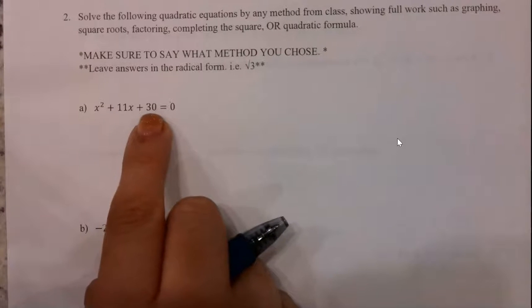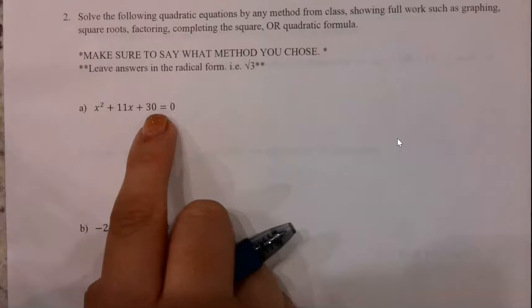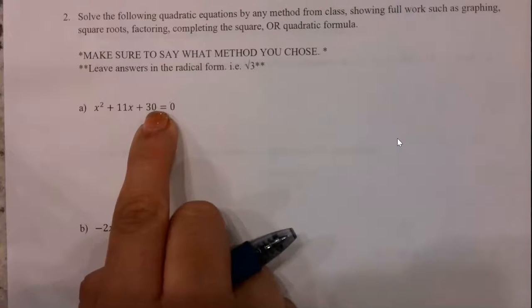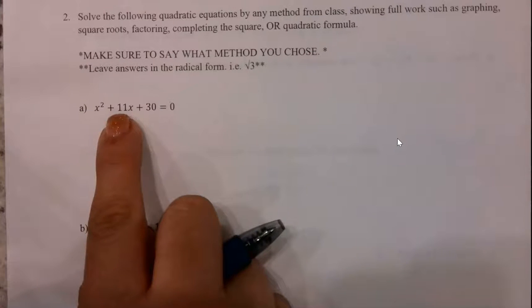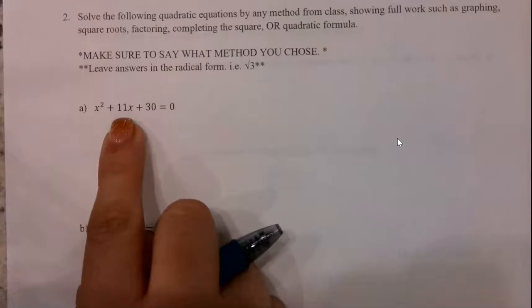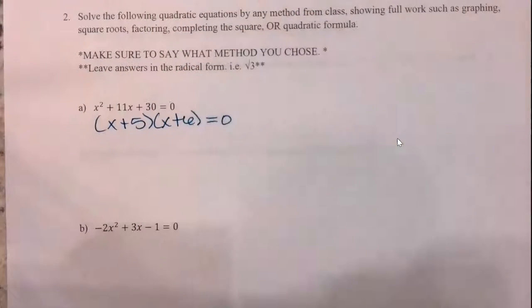So I'm looking for two numbers that multiply to 30 and add up to 11. So the first two numbers I think of are 2 times 15. It gives me 30. 2 plus 15 does not equal 11. Then there is 3 and 10. 3 plus 10 does not equal 11. 5 and 6 does equal 11. So what I'm going to do is write x plus 5 times x plus 6 equals 0.